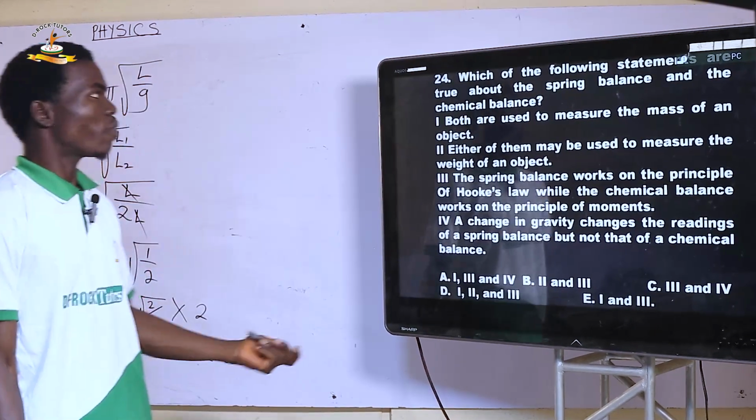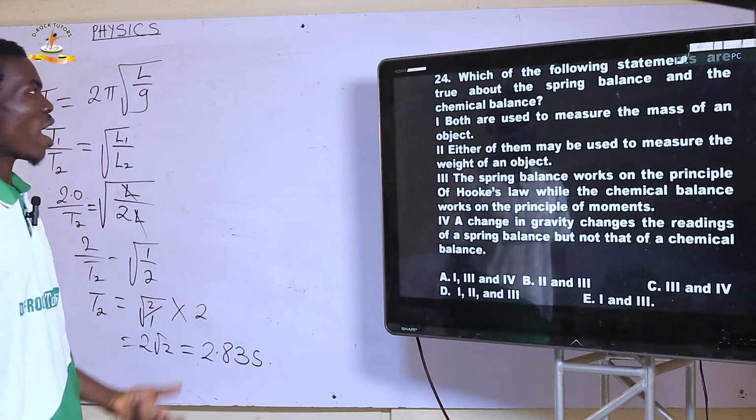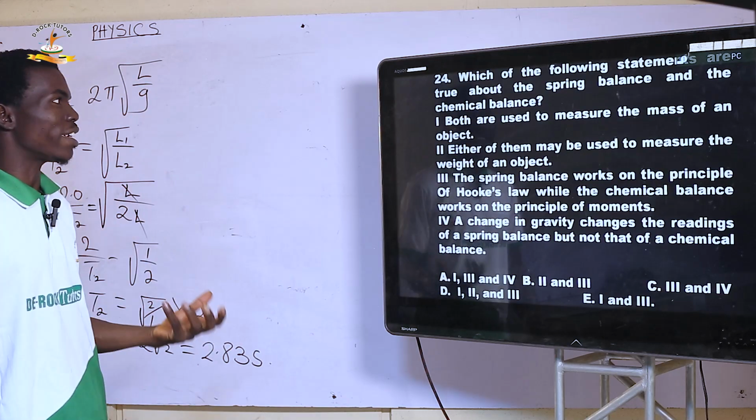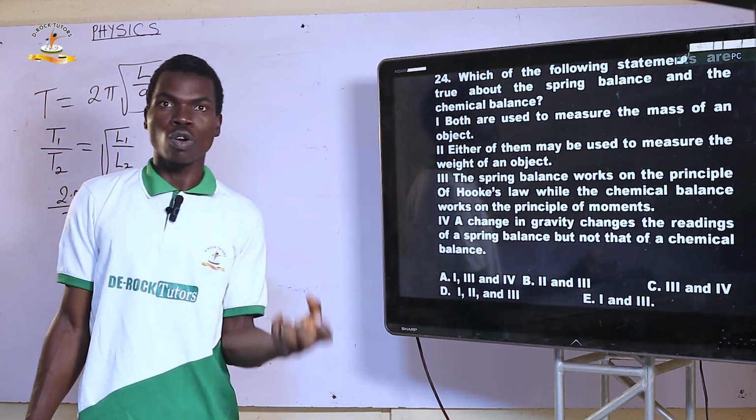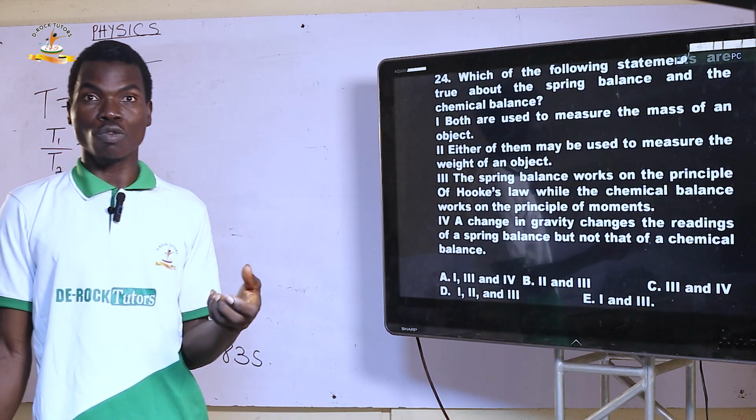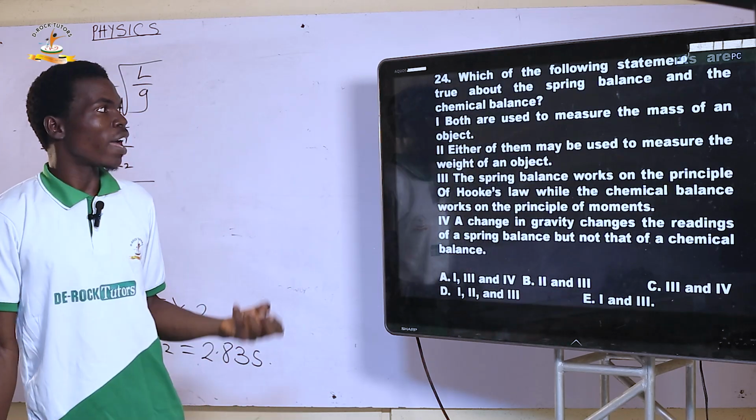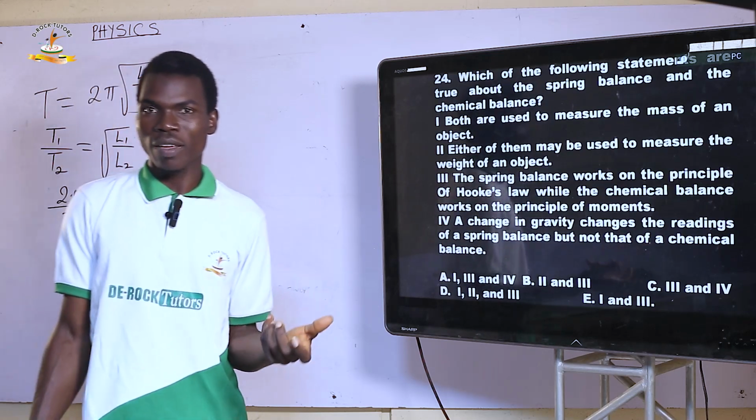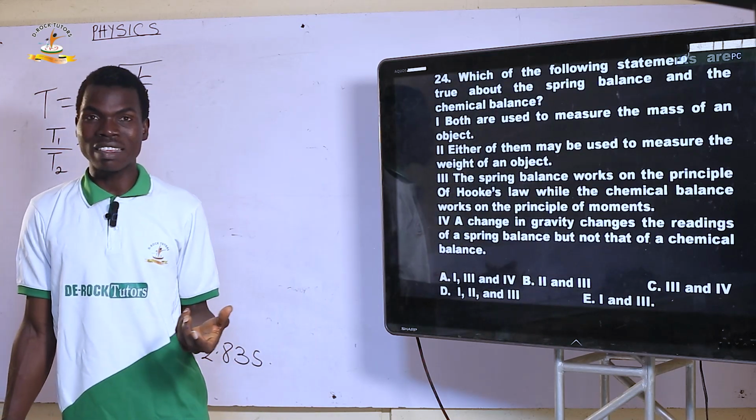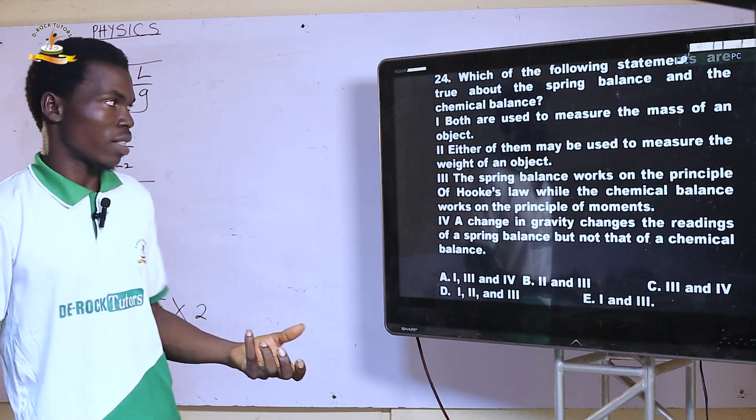Alright, so question 24. Which of the following statements are true about the spring balance and the chemical balance? Spring balances are used to measure your weight. It can also be used to measure masses. However, chemical balances are only used to measure masses. And another name for them is beam balance.